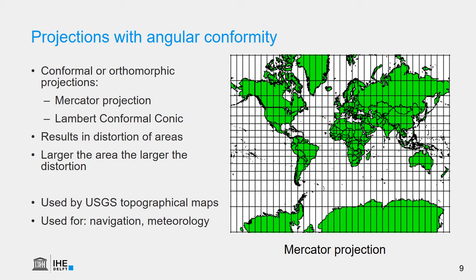If we want to preserve angles, we use the conformal or orthomorphic projections. A famous one is the Mercator projection, which we see here on the picture. It's very often used as school maps in the US and used for navigation and meteorology. The problem is that it results in a distortion of the proportion of the area. And the distortion is much larger if we are further north or south from the equator. For example, if we look at Greenland, it looks as large as the whole continent of Africa.